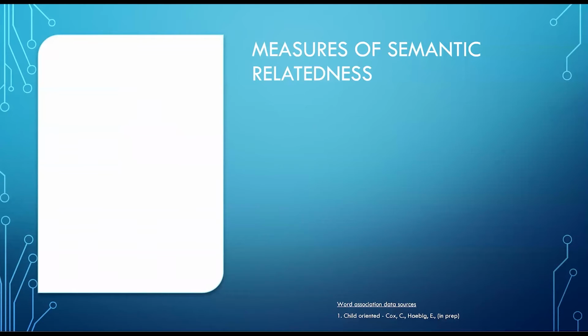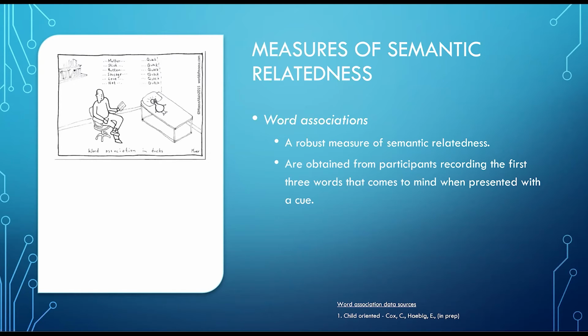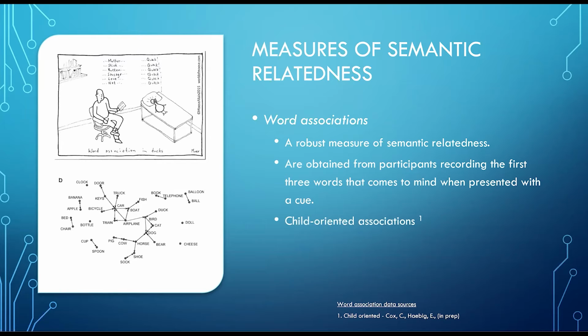In addition to the CDI, we used word association data to indicate the semantic relationship between words on the CDI. Word associations are a robust measure of semantic relatedness and are collected using a simple cue-response paradigm, where participants are presented with a cue and prompted to record the first 3 words that come to mind. For this study, we used a modified word association task where the participants were instructed to respond as if they were talking to a child. This was done to better estimate the semantic environment of the children in the study.